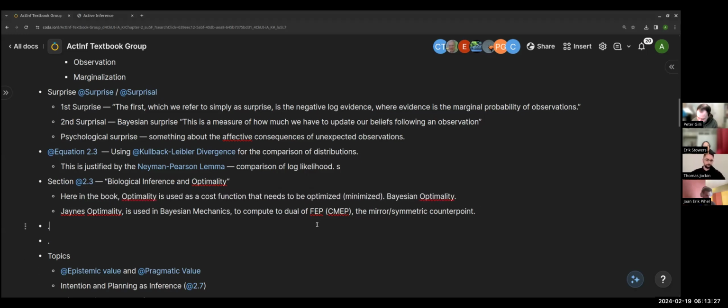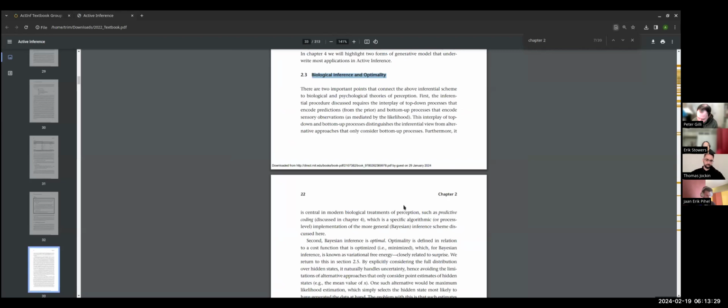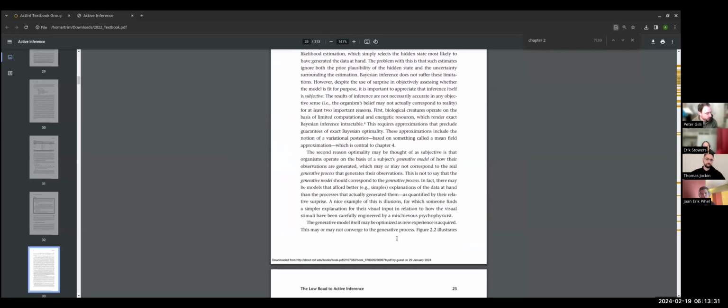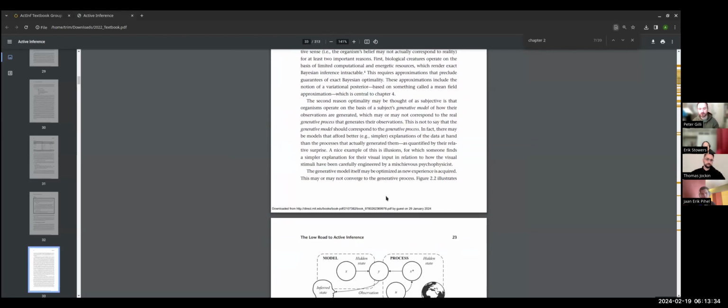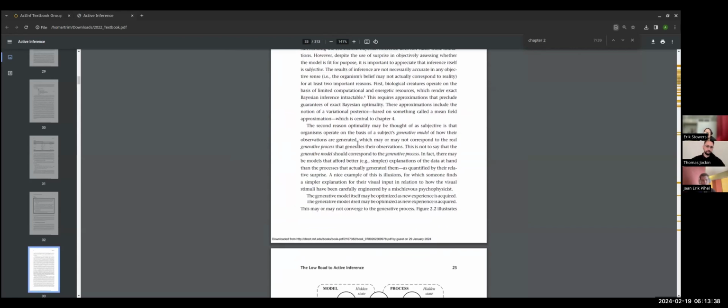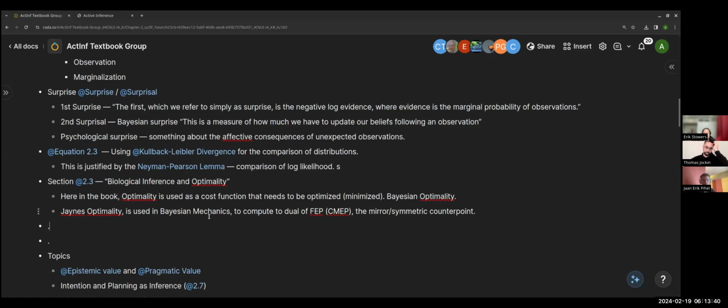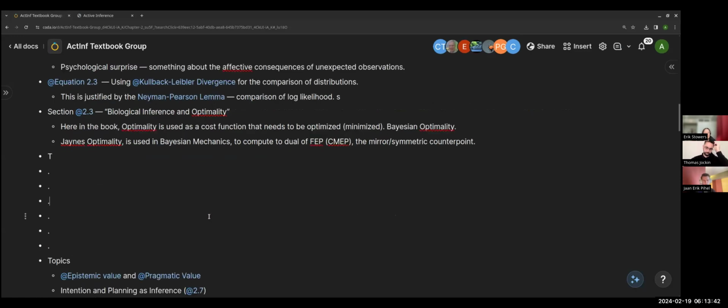Okay, so in the view of active inference, we treat biological organisms as a kind of machines that undertake this Bayesian optimality in order to optimize the surprisal or minimize the variational free energy or expected free energy.